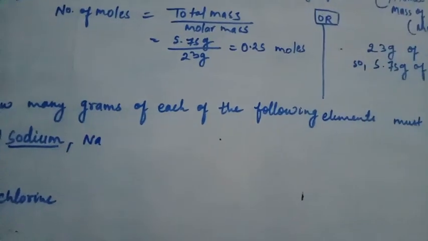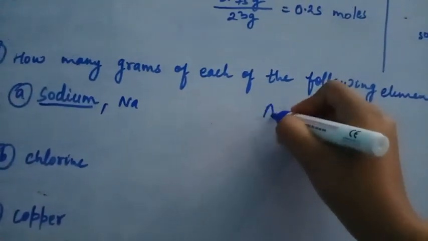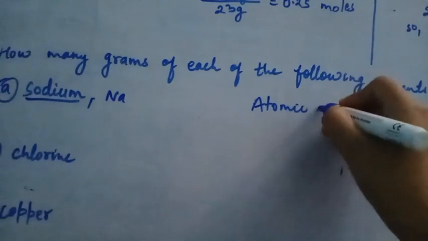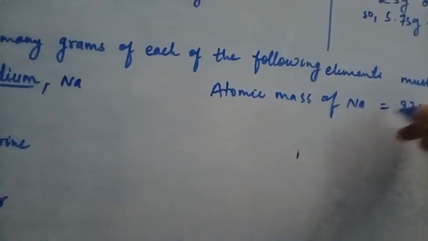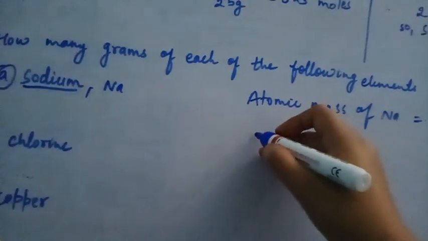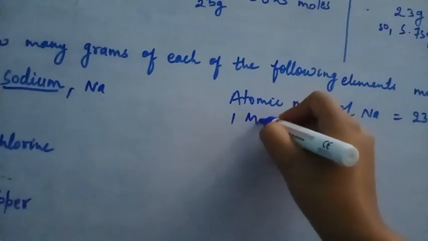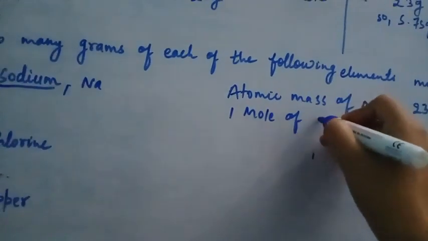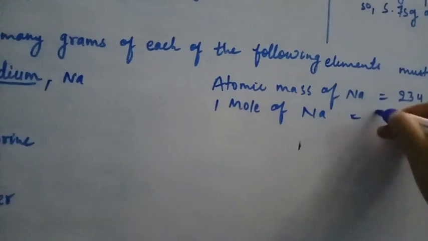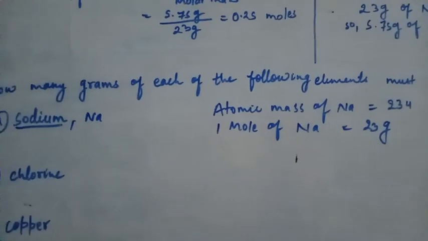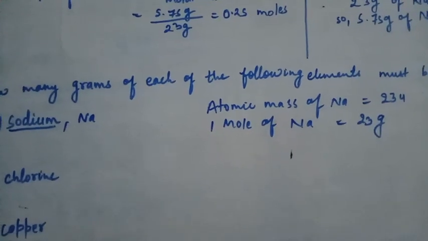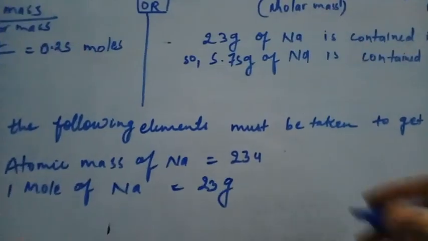How many grams of sodium are needed to get 1 mole of sodium? You can just write the atomic mass of sodium is equal to 23 U. So 1 mole of sodium will be 23 grams; you just have to replace U by gram. You can write it in another way also.